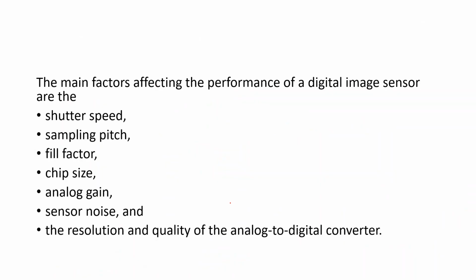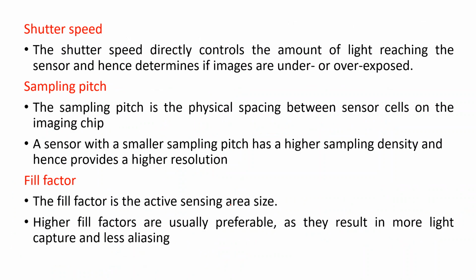The main factors affecting the performance of a digital image sensor are mentioned here. We are going to see them one by one. The first one is shutter speed. Shutter speed directly controls the amount of light reaching the sensor. Shutter speed represents the length of time the camera sensor is exposed to light.